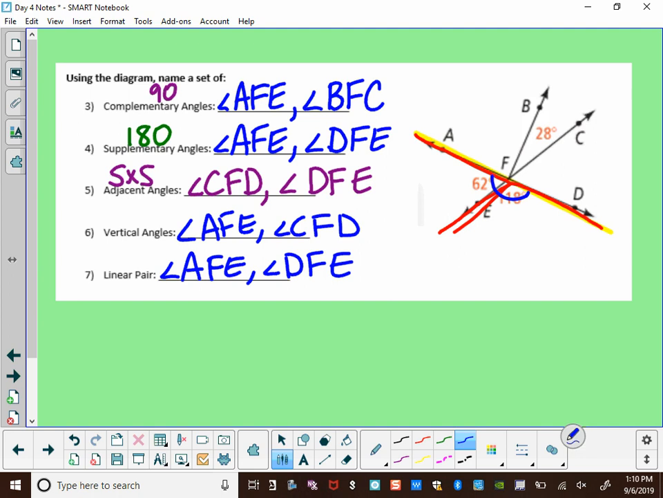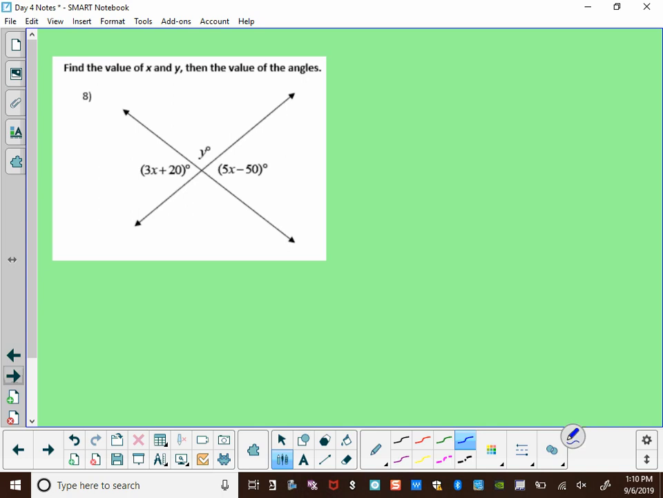All right, so this part I think we could do with Desmos. Do you guys notice how my x's go together, my y's go together? My x's are vertical angles, so they are going to be equal to each other. So in order to find out what x and y are, we have to do 3x plus 20 equals 5x minus 50. You can do this in Desmos. If you want to do it by hand, you can. If you have Desmos on your phone, go ahead and get it out.